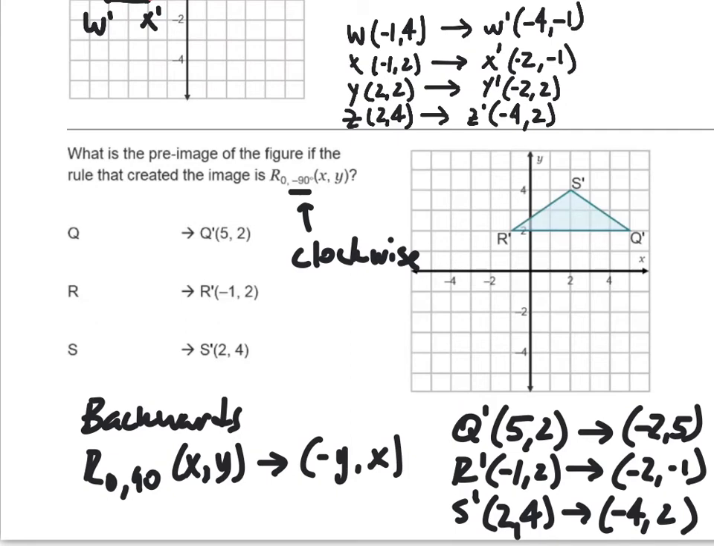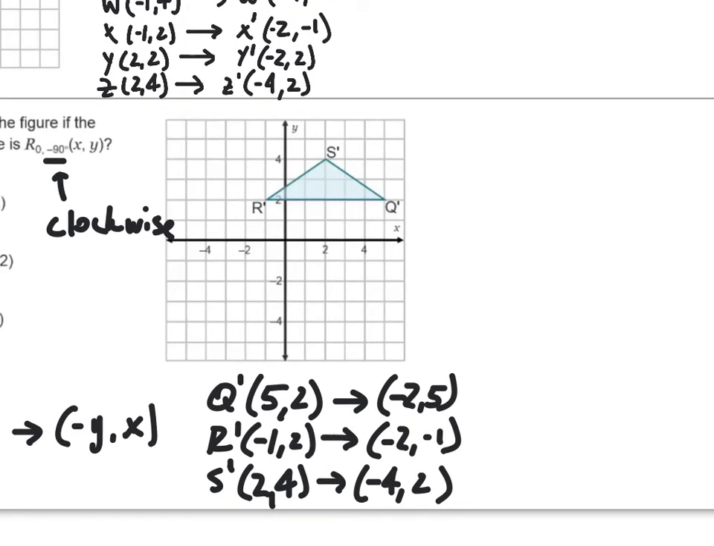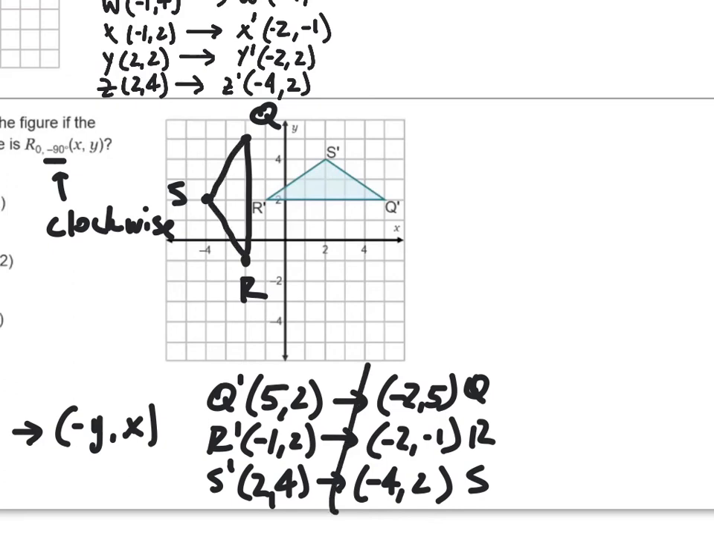This is going to give me the point for Q, this the point for R, and this the point for S. Q is the point (-2, 5), and that's going to be up here. (-2, -1) is here, and then (-4, 2) is here. This is S, this is R, and this is Q. And so that's my image, and these are the points that I was looking for.